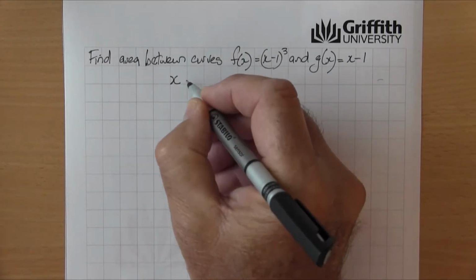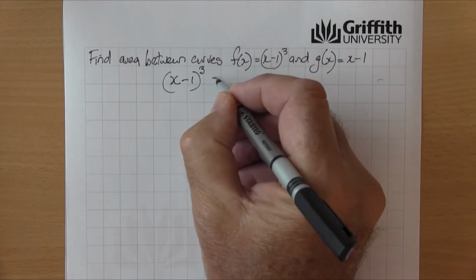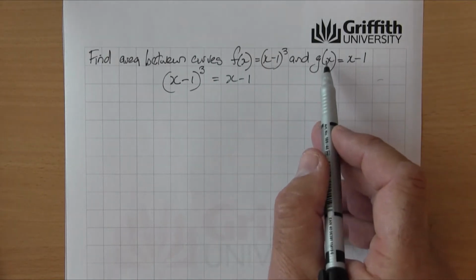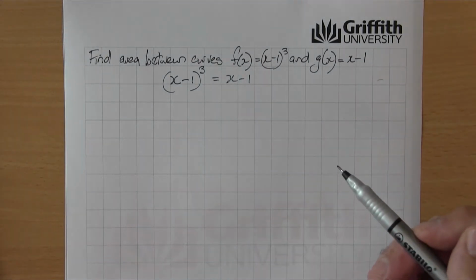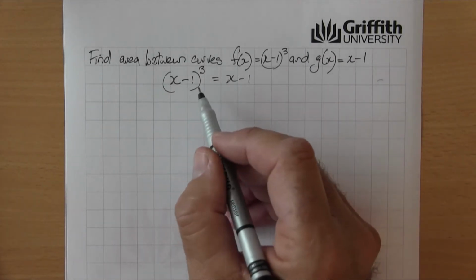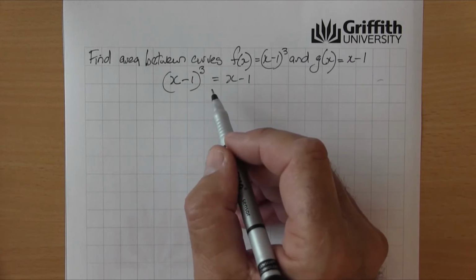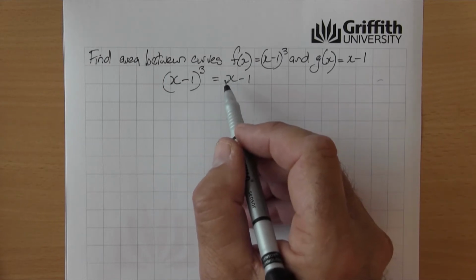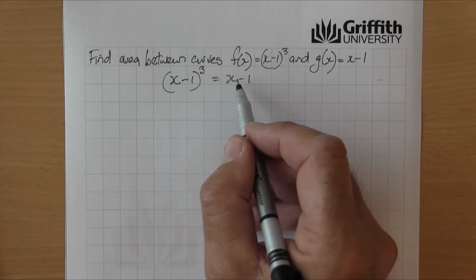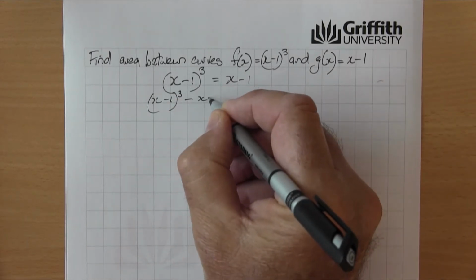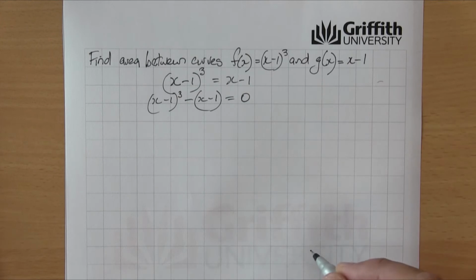So we want to find values of x that satisfy the equation (x − 1)³ = x − 1, with (x − 1)³ being f(x) and g(x) equal to x − 1. Now, a real no-no here is to divide by the unknown, because if you do that, you're possibly going to lose one of the roots of this equation. So, rather than dividing by x or an unknown, it's best to factorise, and to make it all equal to 0, we take the x − 1 over. So we've got (x − 1)³ − (x − 1) = 0.